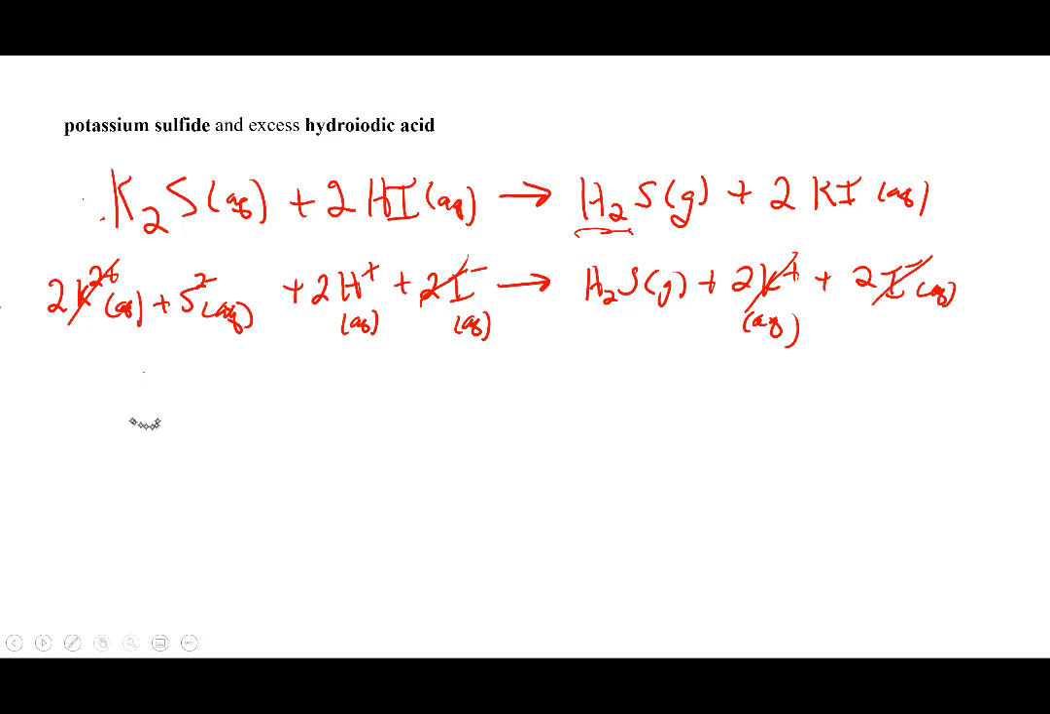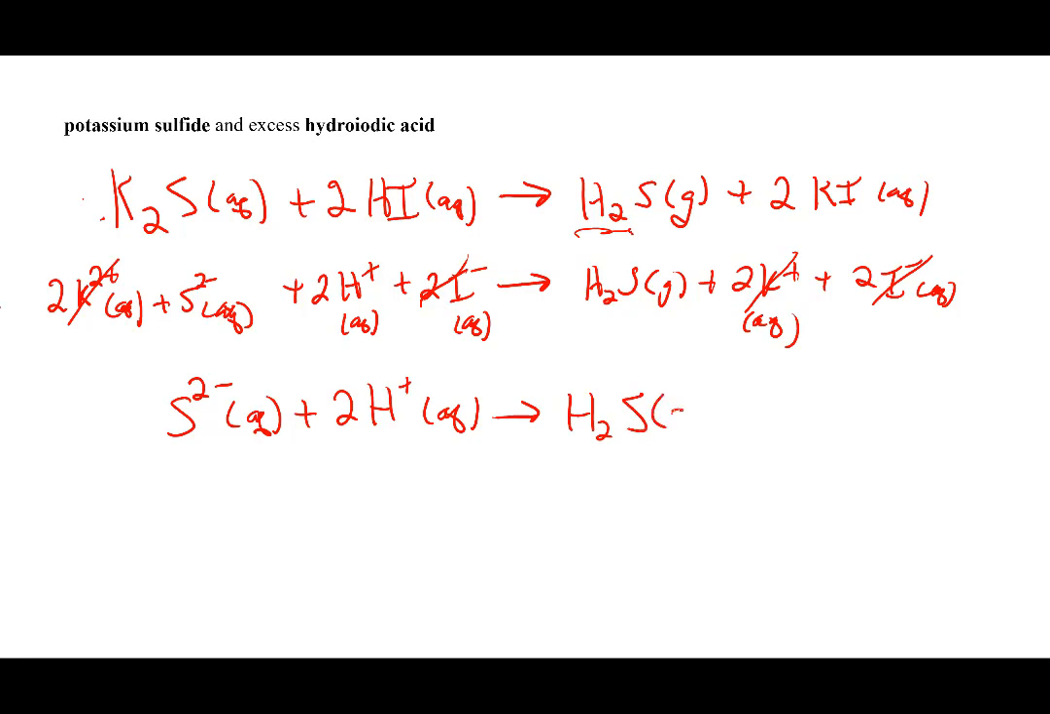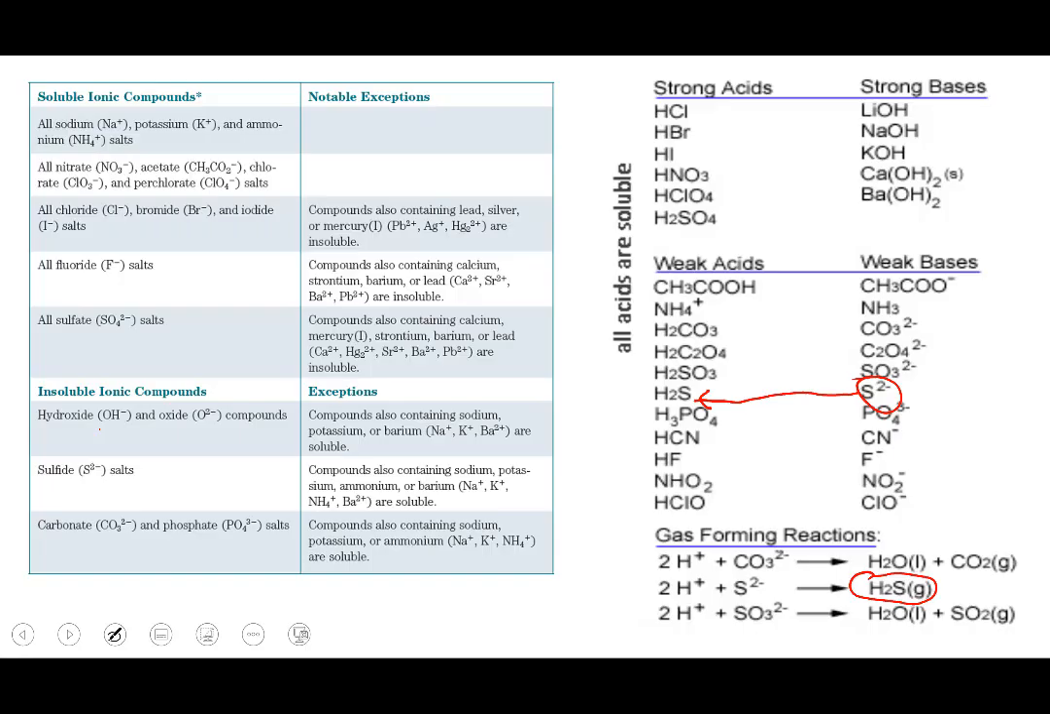So here we just have S2 minus aqueous plus 2H plus aqueous going to make H2S. And that's a gas. So in this case, this could have been any soluble sulfide salt. It could have been sodium sulfide, it could be ammonium sulfide, and this could have been any strong acid. It could have been nitric acid or HCl, and you would have ended up with the same net ionic equation.